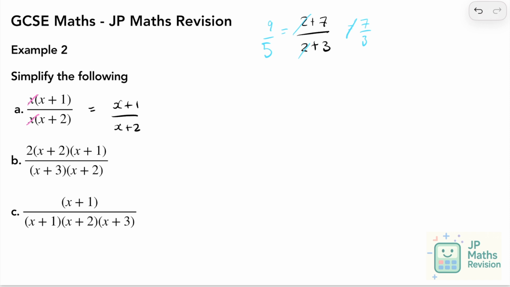X just happens to appear as a term in both the numerator and the denominator, but it doesn't mean it's a factor. So what we need to do is leave it like this, and the only reason we would cancel something out is if we have a common factor.